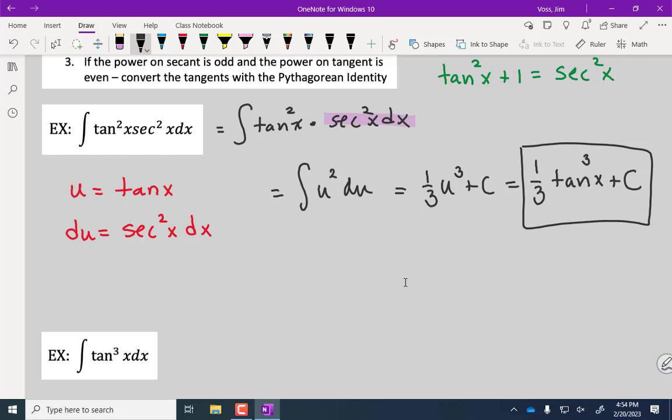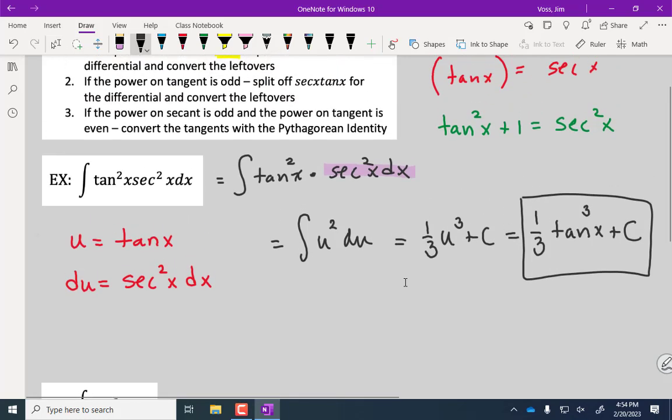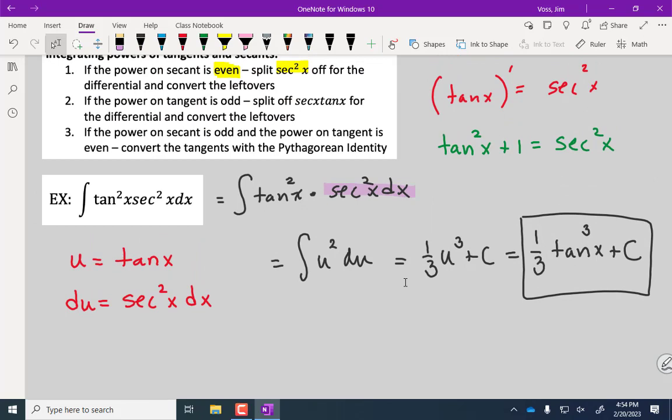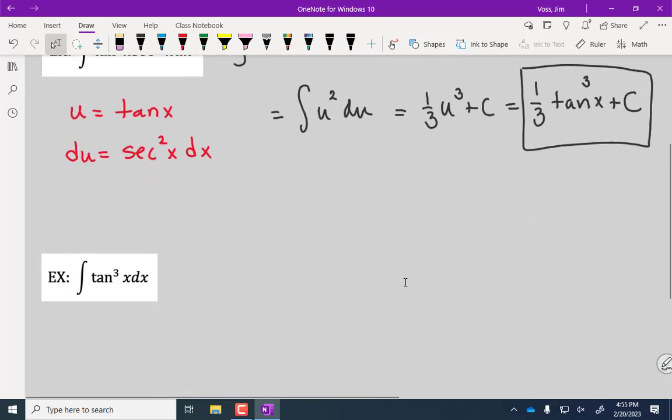Okay, so secant to an even power, we're going to pull off secant squared. If tangent is to an odd power, we're going to pull off a sec tan. So let's think about this. We know that the derivative of secant is sec tan.